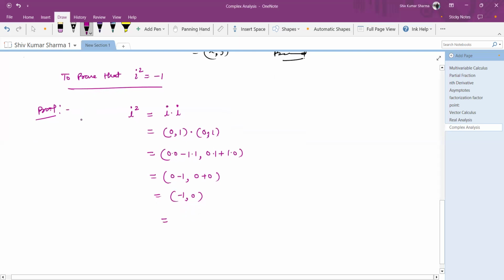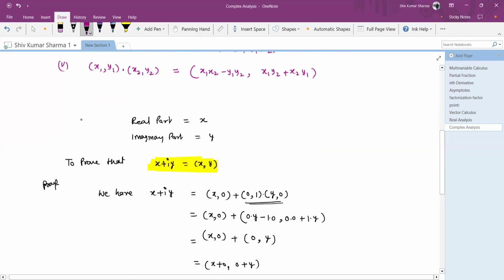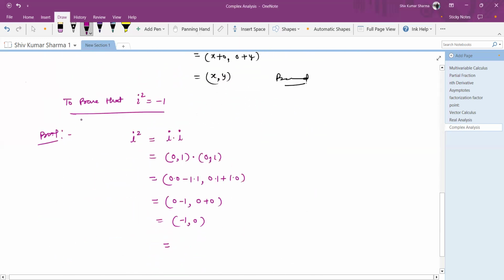So this gives us the real value. That means you see the first condition. So (x, 0) equal to x. So this gives us x. Here x is minus 1. So this gives us minus 1. So we have proved the iota square. The value of iota square is equal to minus 1.